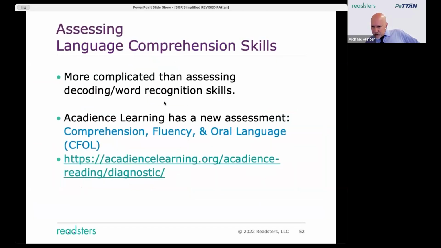I think somebody put something in about language comprehension in the chat. They're looking for a program. I'll address that in a second too. Okay.